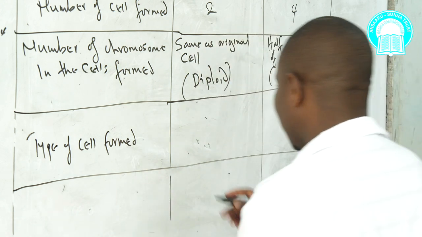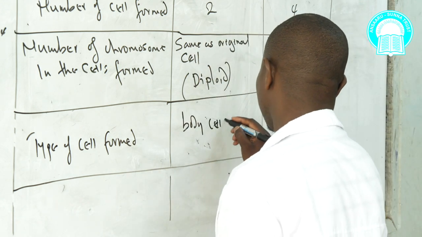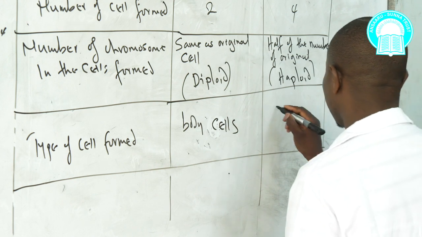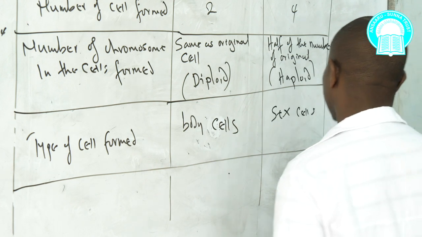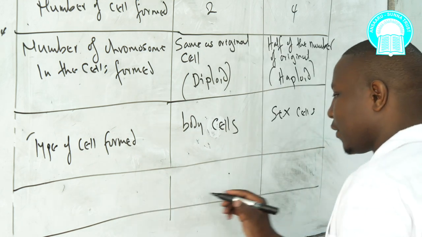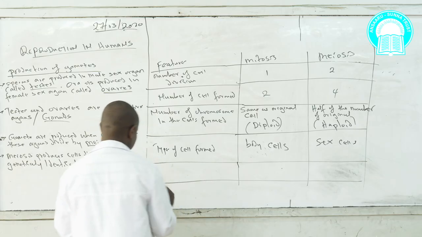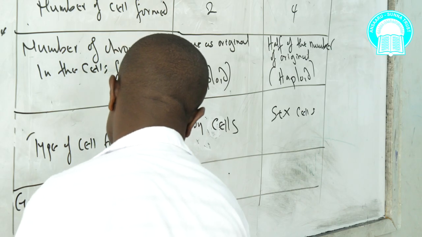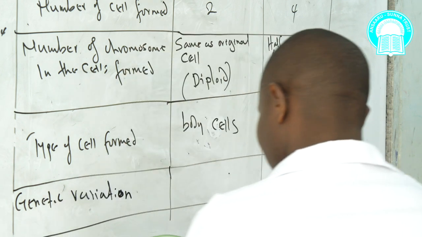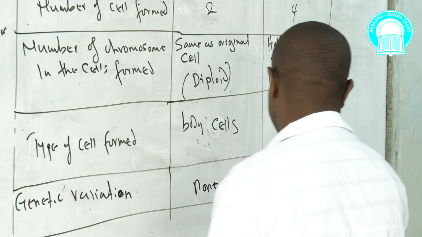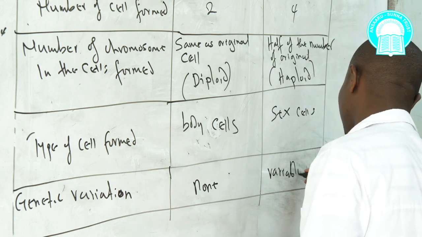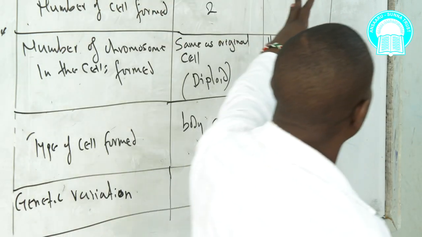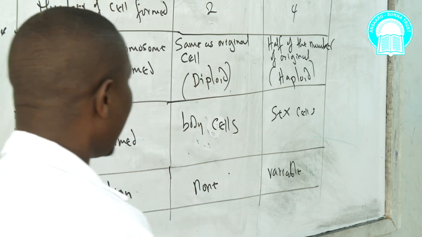Mitosis forms body cells. But here we have sex cells. Then the last one, genetic variation. In mitosis, none, and here, variable. So we have the feature, mitosis and meiosis, and these are the differences in characteristics.